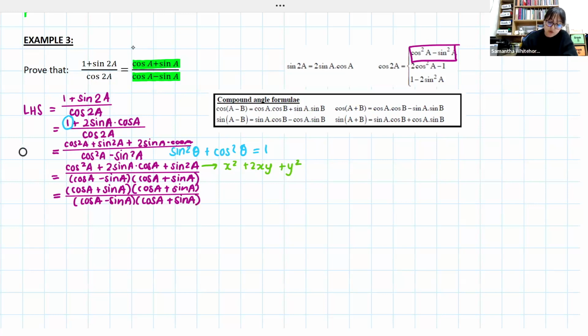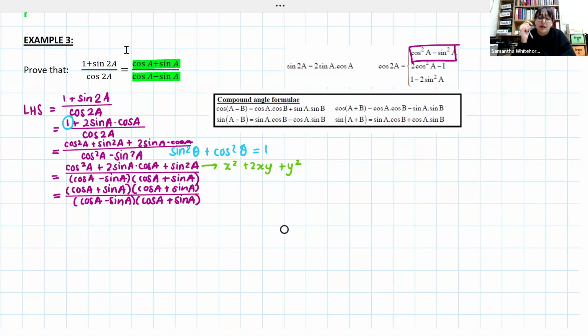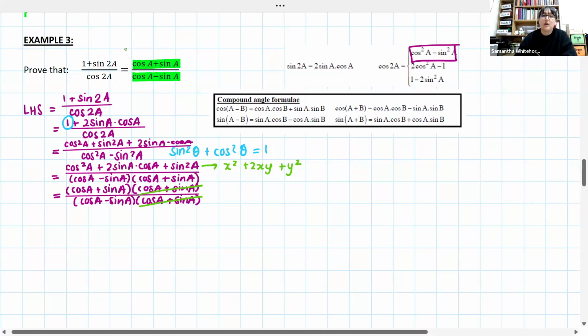Remember, always go back to what you want. We need a cos a plus sine a in my numerator, which I now have. I've got 2 of them. And in my denominator, I've got a cos a minus sine a. I've got that, but I also have a cos a plus sine a. So I need to get rid of it. But that's perfect. It divides away with one of those brackets in my numerator.